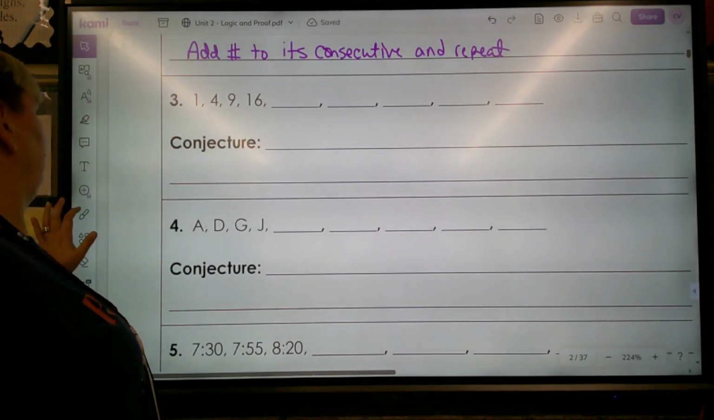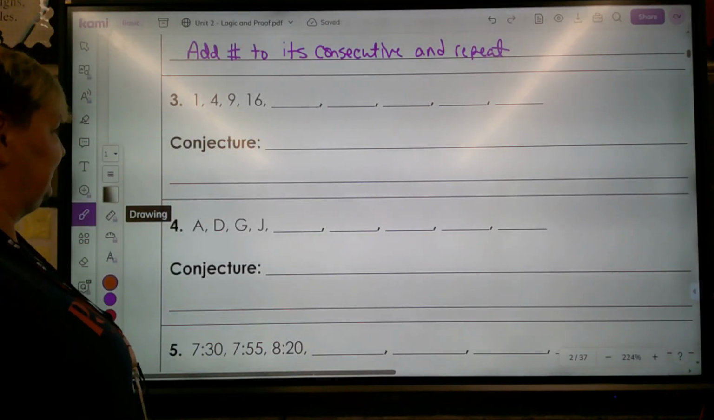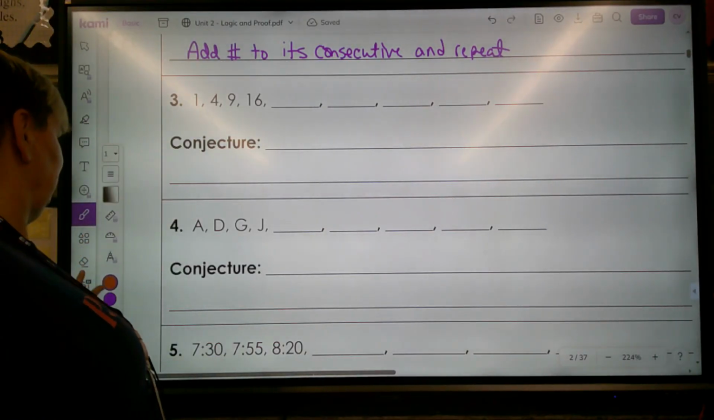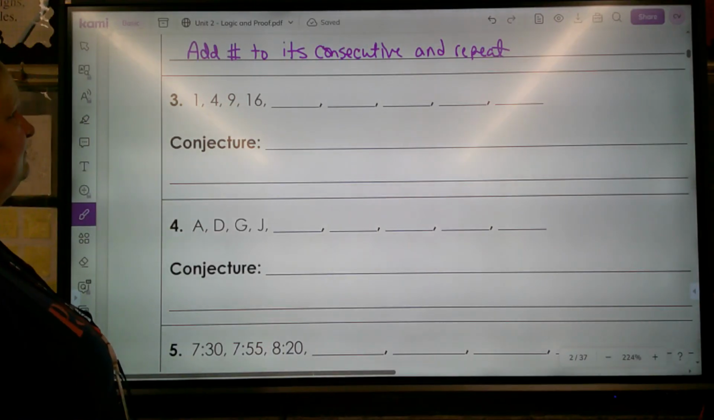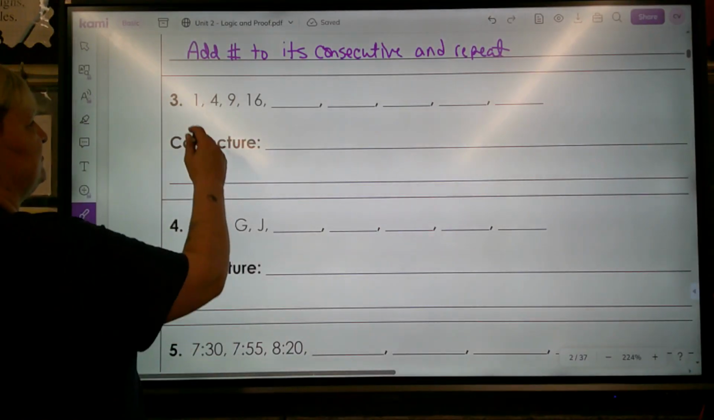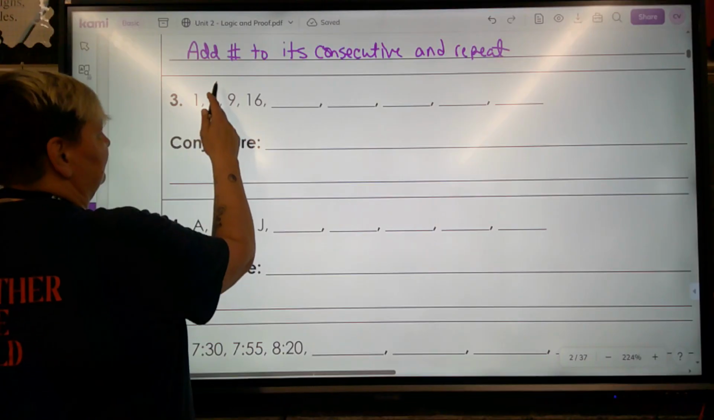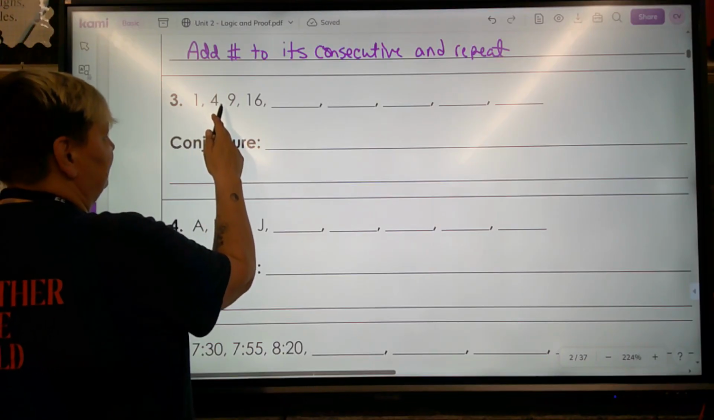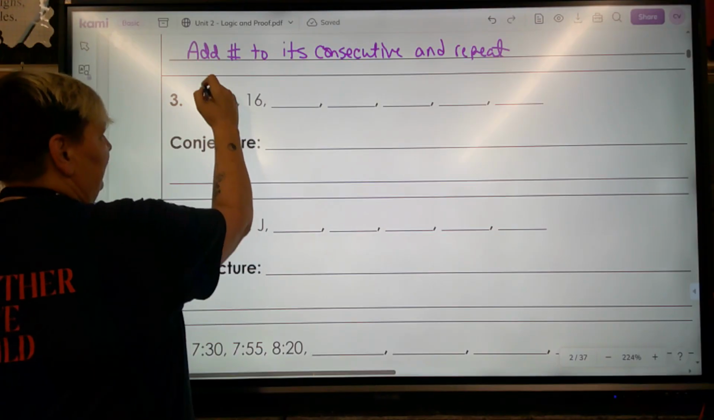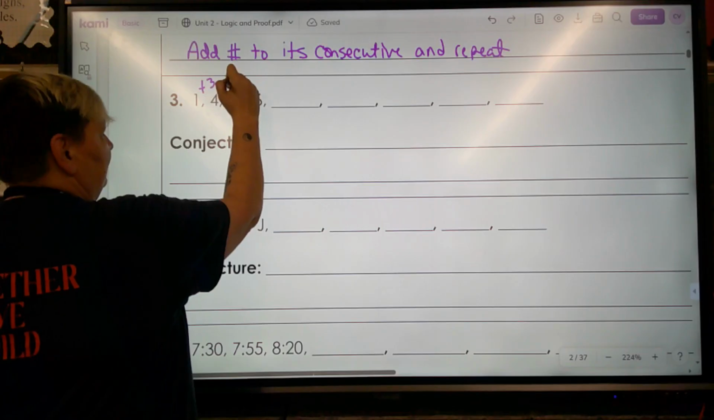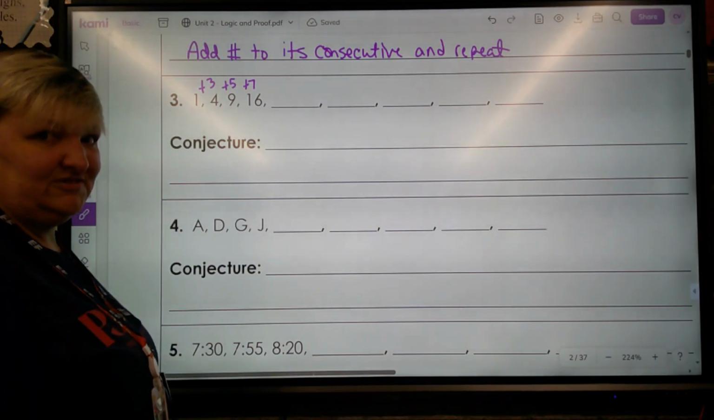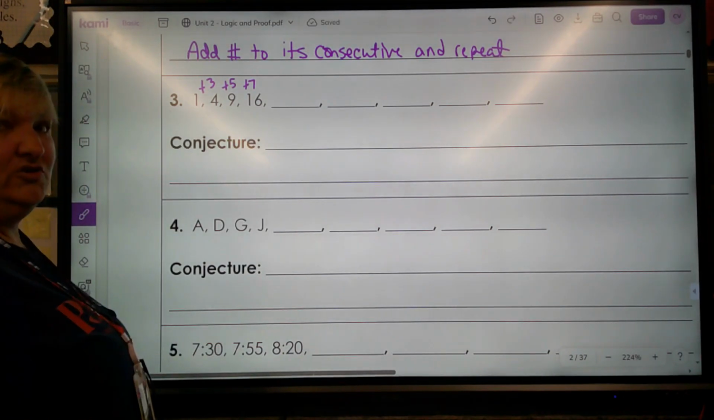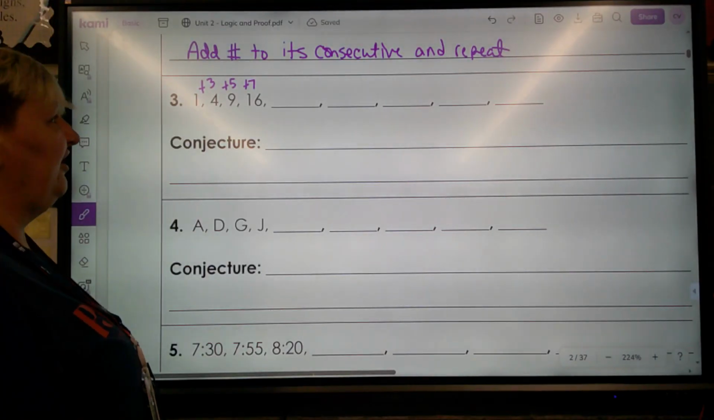Alright, number 3. 1, 4, 9, 16. Interesting. Let's see if we can figure out a pattern. It goes up. It goes up by 3. Then it goes up by 5. Then it goes up by 7. Wait a minute. 3, 5, 7. Those are consecutive odd numbers. So you could just keep going up by consecutive odd numbers.